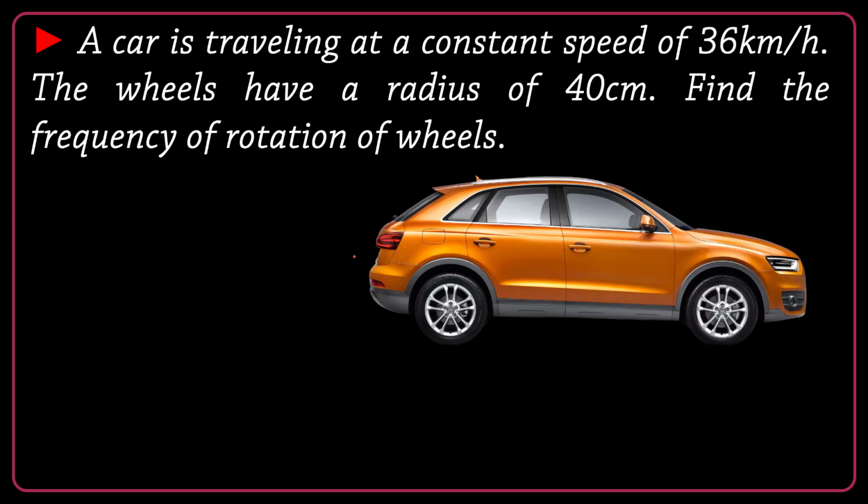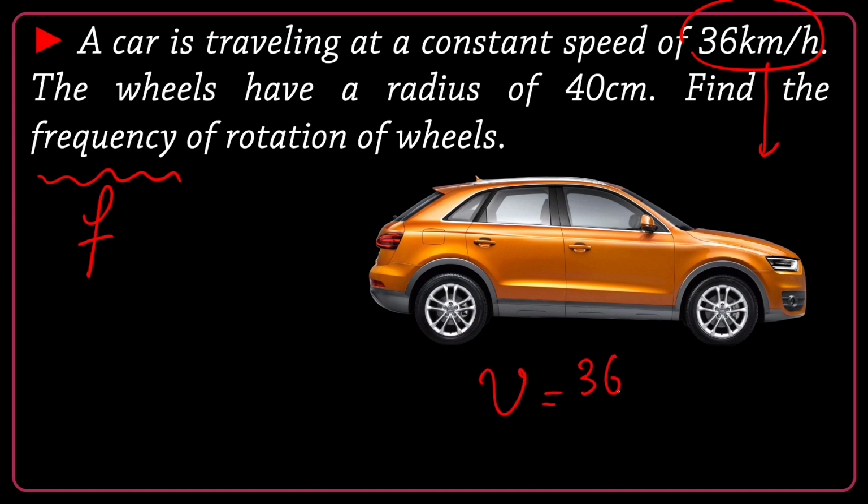Another question. A car is traveling at a constant speed of 36 kilometers per hour. The wheels have a radius of 40 centimeters. Find the frequency of rotation of wheels. I'm looking for frequency, and the v is given, but it's not in SI units. Let's convert it. v is going to be 36 divided by 3.6 to convert it to SI units. It's going to be 10 meter per second.